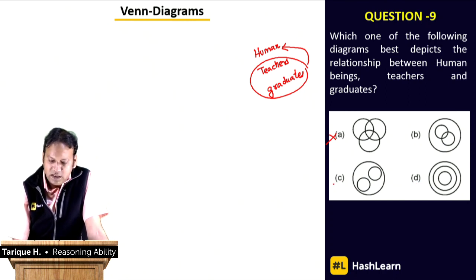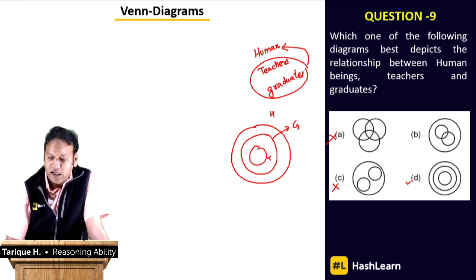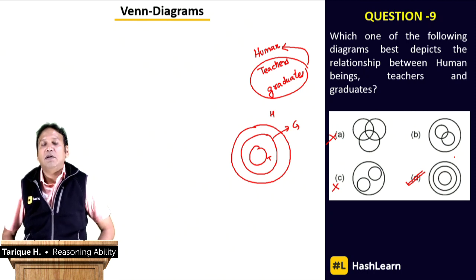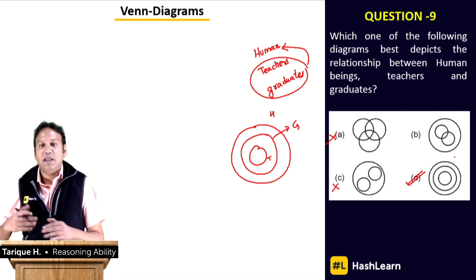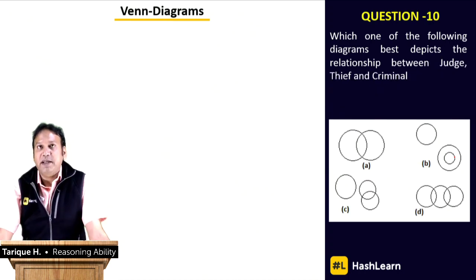Now, can we say the answer is C? No, we can't say that teachers and graduates have no overlap. Can the answer be B? Some teachers are graduates, some graduates are teachers. Can we say that? Or could the answer be D? So that means human beings is the largest circle, and inside that we have all those who are graduates. And since we know all teachers are graduates, we can put teachers inside. So I think the correct answer is answer option D. Considering the fact that all teachers are graduates, and then teachers and graduates both must be inside the largest circle of human beings. That was question number 9. This is question number 10.